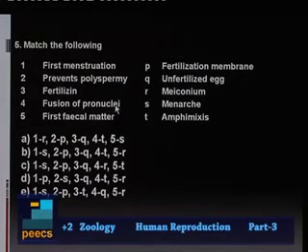Fusion of pronuclei. What is that? You know, the male pronucleus and the female pronucleus will undergo a fusion, and we call it amphimixis. Amphimixis is actually the completion of fertilization. Now the fifth one, the first fecal matter. First fecal matter produced by a newborn is known as meconium. Meconium is black colored. So here our answer will be option B.